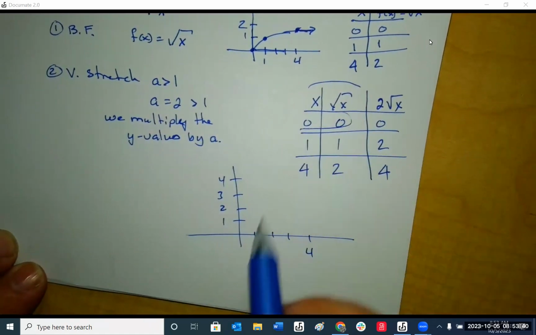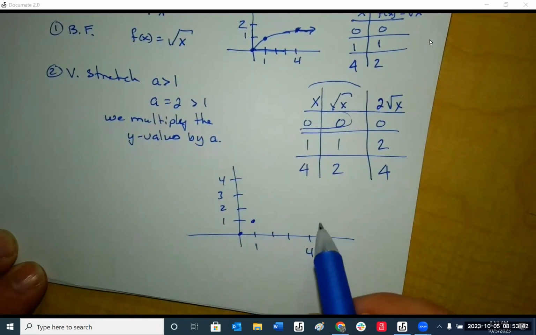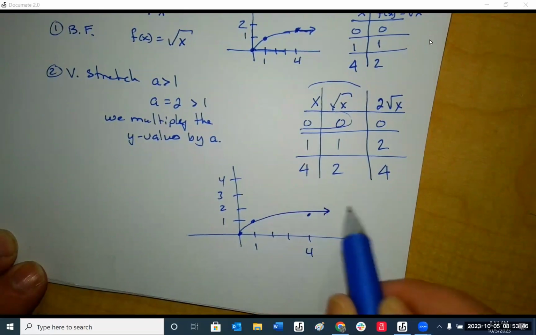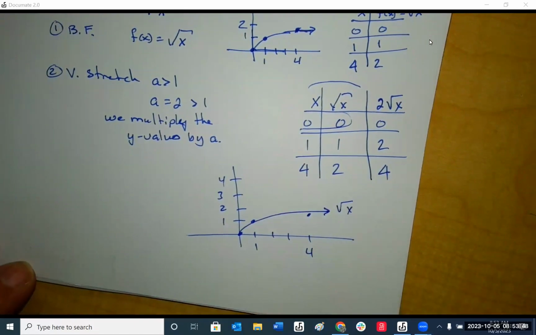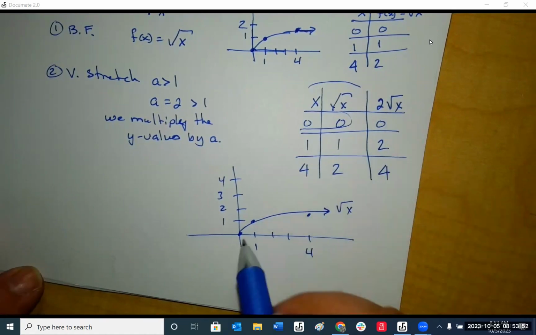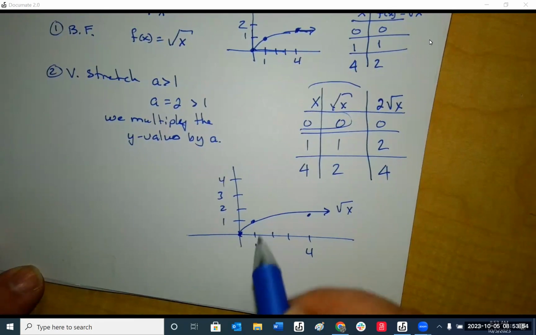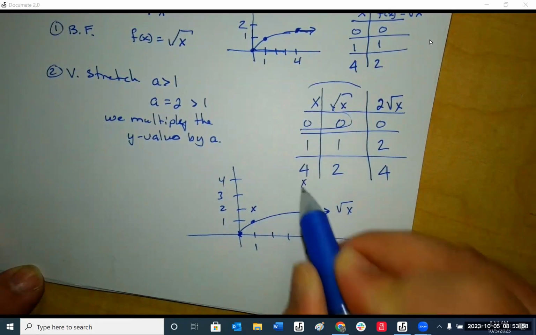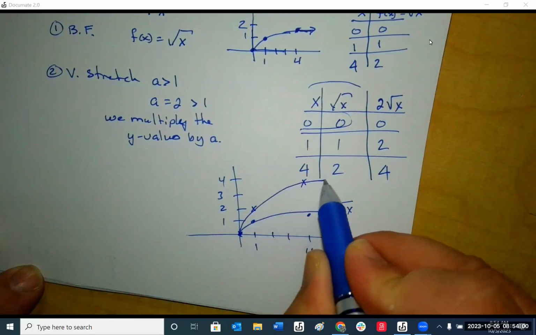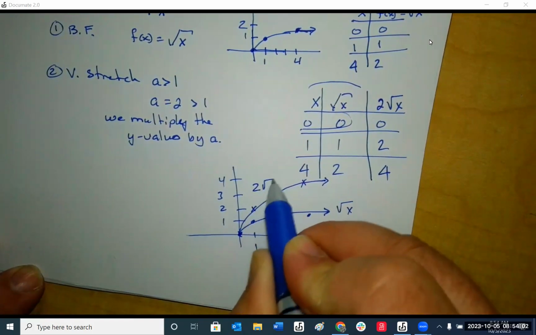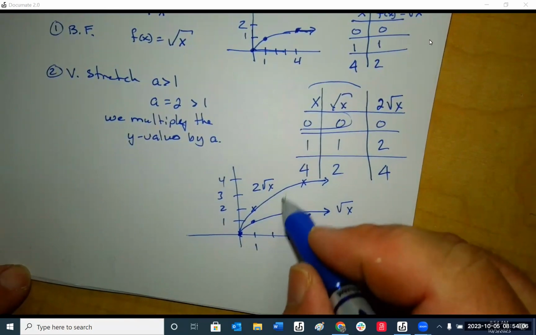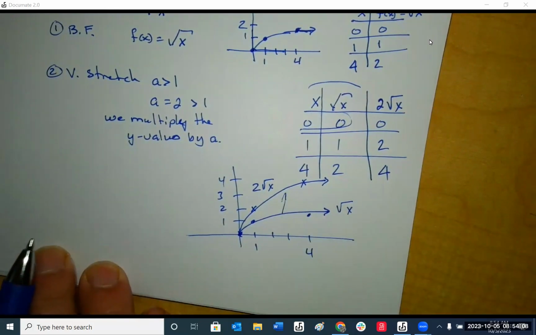So the original function looked like this. That's square root of X. My new function looks like this. I pulled it up. I stretched it vertically.